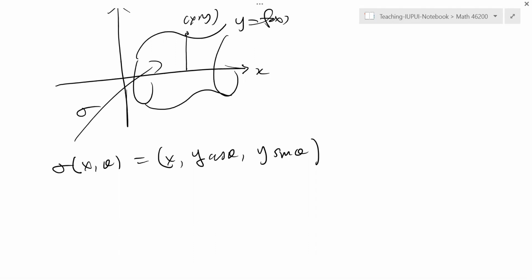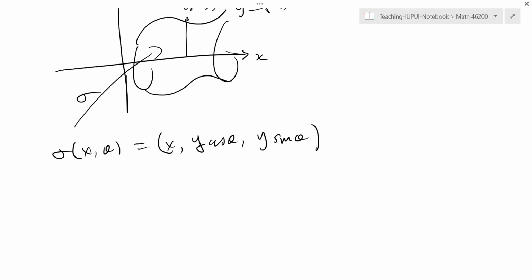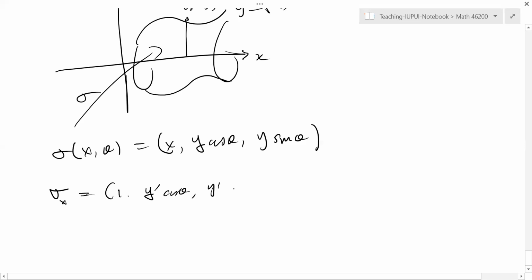All right, so now we have to do the computation. We view y as a function of x. I'm 100% sure I'm going to get an equation. Then you do the computation. Okay, let's do it. We have time, right? So sigma x is 1, y prime cosine theta, y prime sine theta. Sigma y, right? And that is going to be sigma theta.